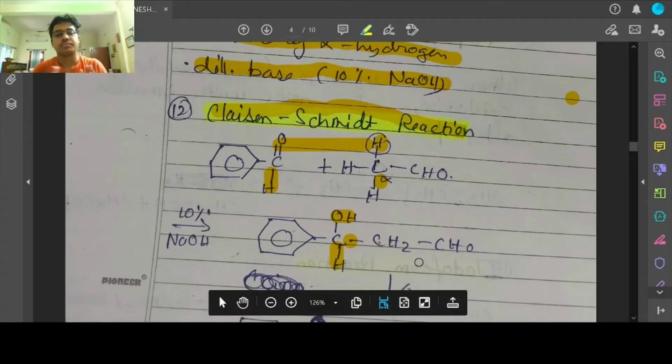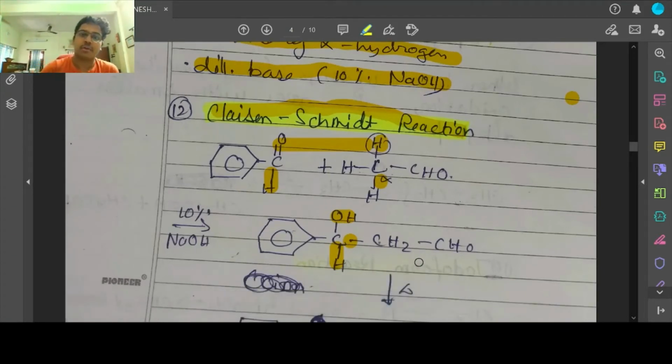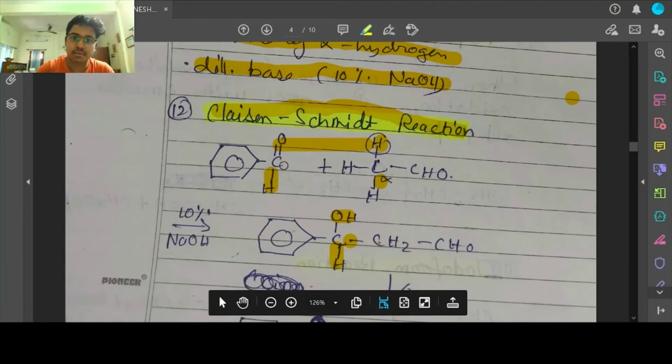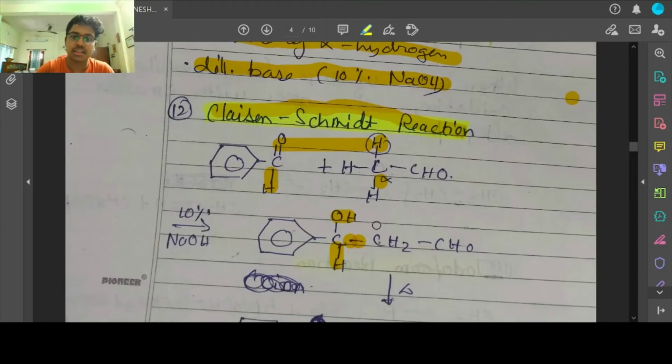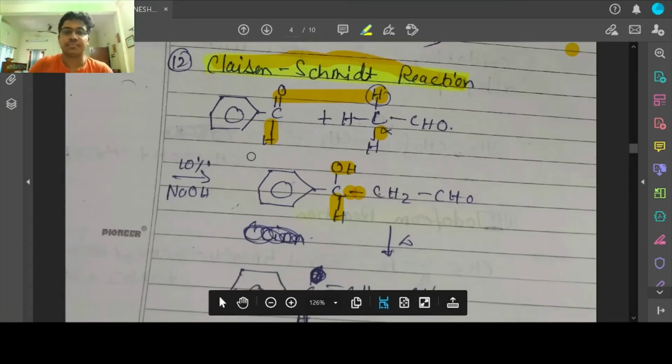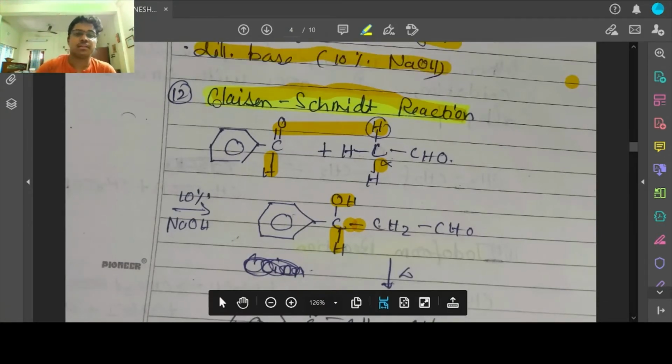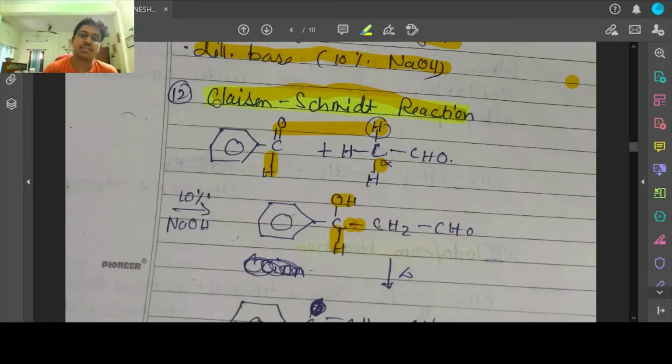Things are very easy. See, I followed my own steps. The double bond O is converted to OH on reacting with one alpha hydrogen. Done. The H remains intact. One single bond is formed between the two carbons, and these two carbons are CH2 single bond CH. This was the Claisen-Schmidt reaction, a very famous name reaction.